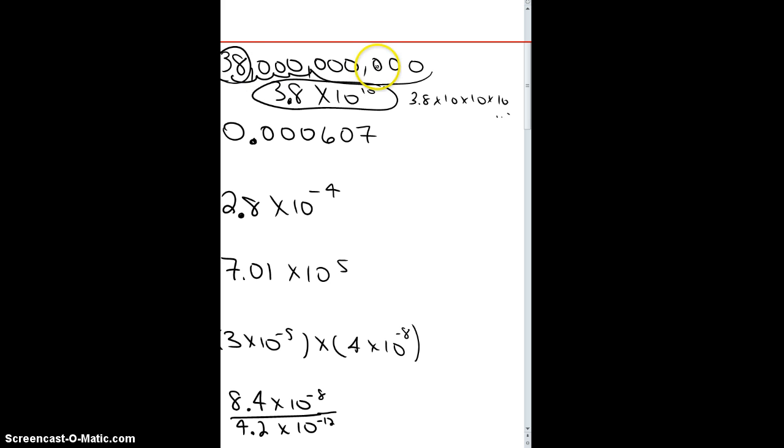Some calculators, you can type that in and hit enter. It might put it in scientific notation, or if you have a graphing calculator, you could type in 3.8 times 10 to the 10th, enter to check it, and it should give you this.